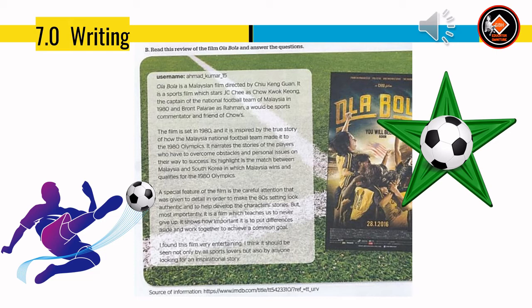The film is set in 1980, and it is inspired by the true story of how the Malaysia national football team made it to the 1980 Olympics. It narrates the stories of the players who have to overcome obstacles and personal issues on their way to success. Its highlight is the match between Malaysia and South Korea, in which Malaysia wins and qualifies for the 1980 Olympics.